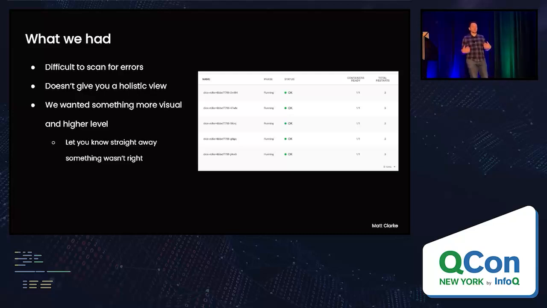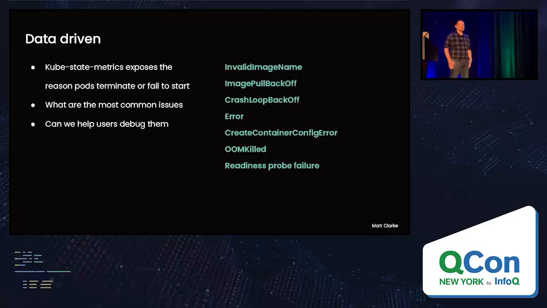So we wanted something a lot more visual, something that could tell you straight away if something wasn't right. But this was actually really hard because, as you probably know, a lot of things can go wrong in Kubernetes. So we focused on some low-hanging fruit and on how we could evolve it by adding more and more error scenarios and more ways that we can help the user out. Luckily, kube-state-metrics exposes the reasons that pods terminate or fail to start, which was great for us. So one Prometheus query later, and we had a list of all the things that we were going to tackle.